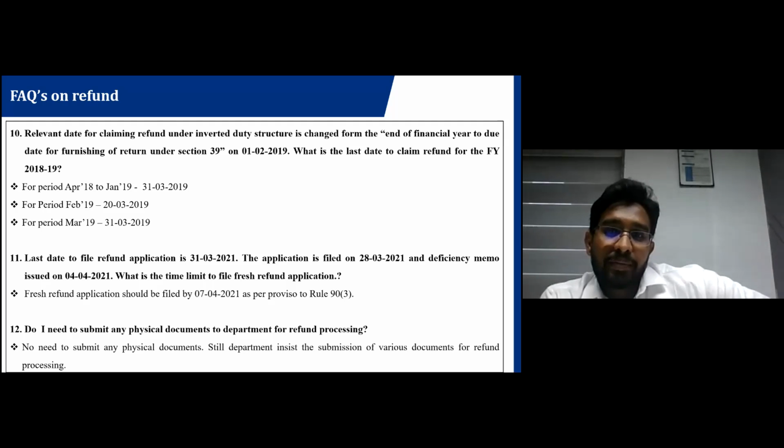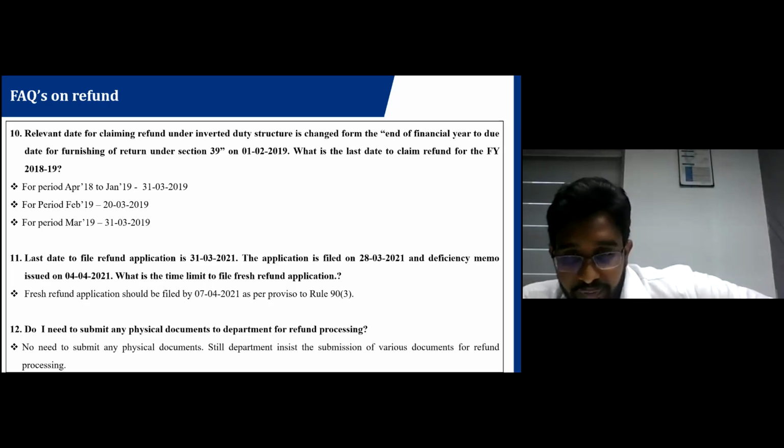In this case, I have filed the refund application on 28th March 2021. That means I still have the 29th, 30th, and 31st, 3 days of time period. So the deficiency memo is received on 4th April 2021. In this case, you will have the same time limit which you had at the time of filing the original refund application, that is 3 days. That means now I should file the refund application by 7th April 2021, 4 plus 3.